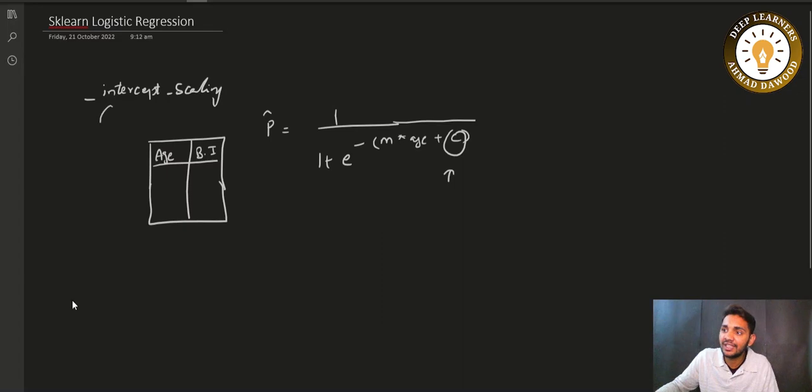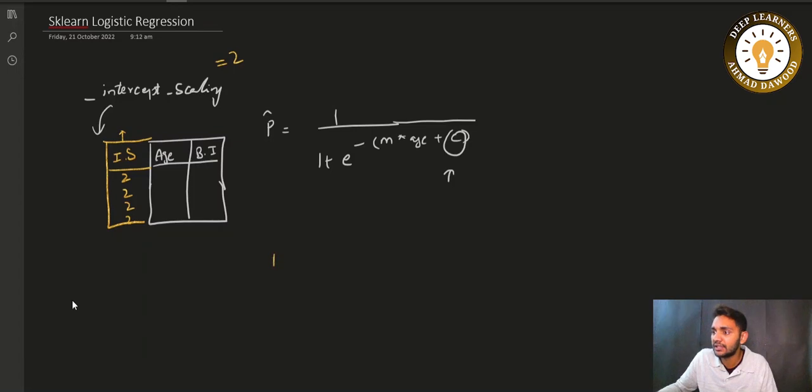How can this intercept scaling work? What it will do, if you mention that intercept scaling is equal to 2, is add another column here, let's say a column called intercept scaled, and the constant value 2 will be in the whole column. Okay, and this will be treated as an independent variable.